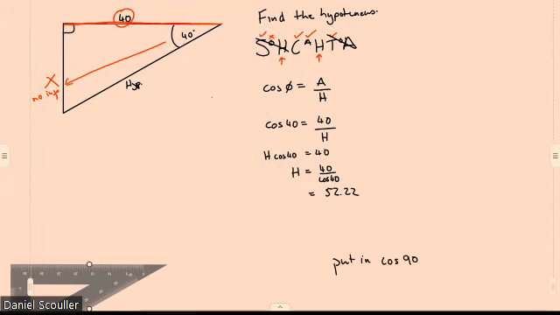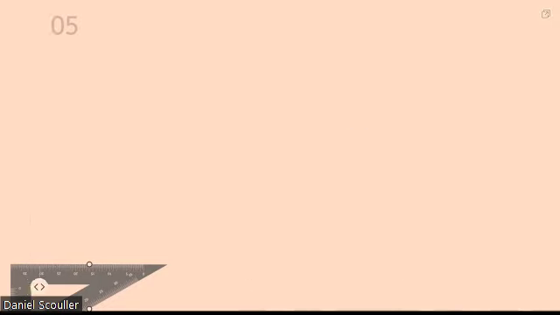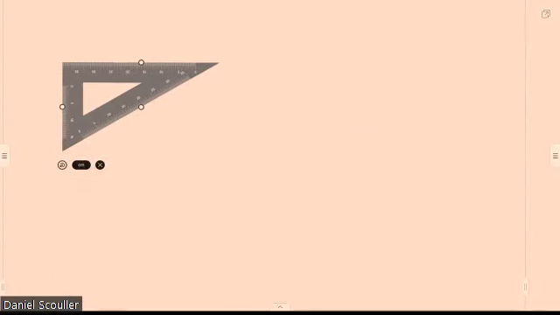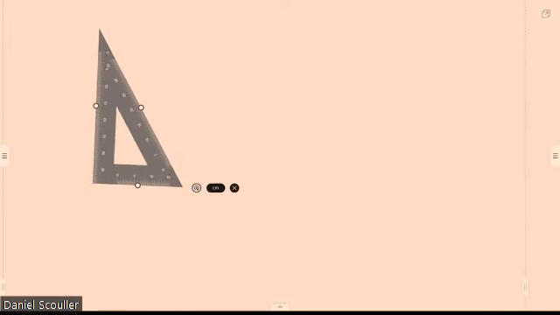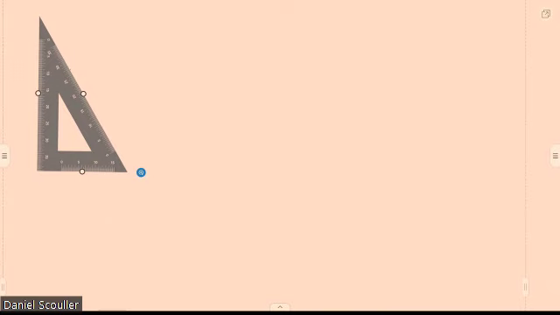Okay, well, let's have a wee look at using the tan option. And then we'll find a couple of angles, and then we'll forget all about it and move on.